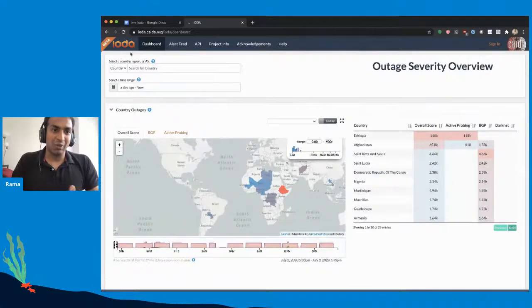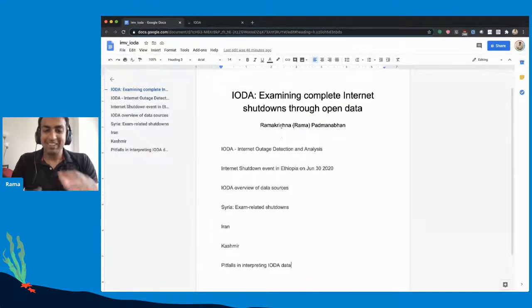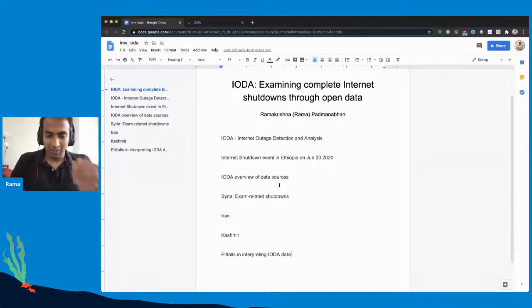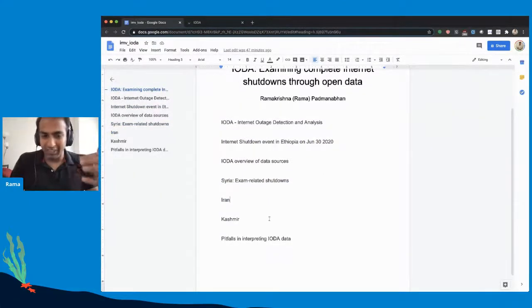All right, so what we've learned in this presentation so far is that anybody on the internet, the public, can access the IODA system and look at the graphs to investigate potential shutdown events. Some of these shutdown events are very clearly visible, like the ones in Syria, Ethiopia, and also Iran. Some of the shutdowns are visible, but they need a more practiced eye. We also went over some of the pitfalls in interpreting IODA data.